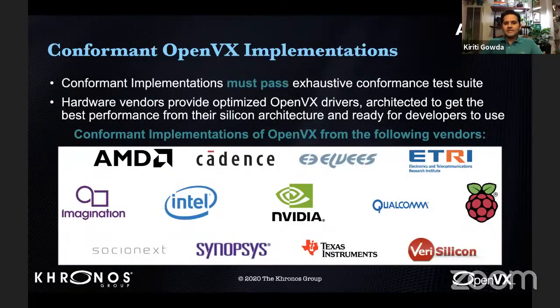So what are these OpenVX conformant implementations that I keep talking about? When I say conformant implementation, they must pass the exhaustive conformance test suite, which has thousands of test cases, and they have to pass all of these to make sure that the implementation is doing what it says. So when a developer uses this API, they're getting the right answers every time. And these are the hardware vendors who have all submitted conformance with OpenVX. So you can see all the major chip manufacturing companies, AMD, Intel, NVIDIA, Synopsys, everybody has their implementation.